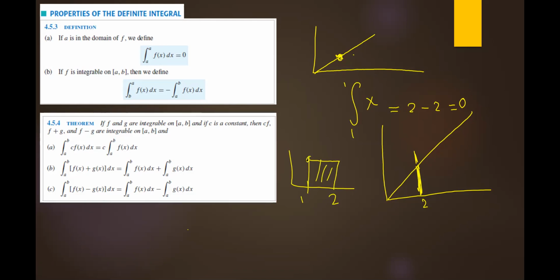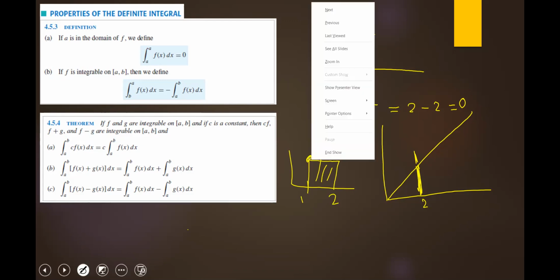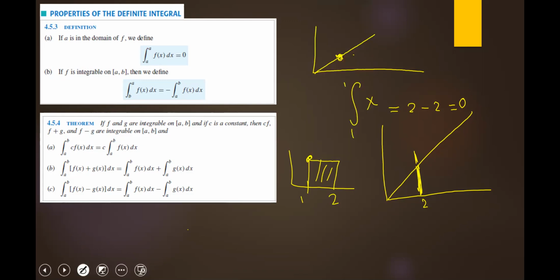But if you are at 1 and you stay at 1, did you have any area now? Did you have any graph? No, teacher, you just make a point. So the area of this point is 0. That's why the integration from 7 to 7 for any function is 0. This is for the first one.